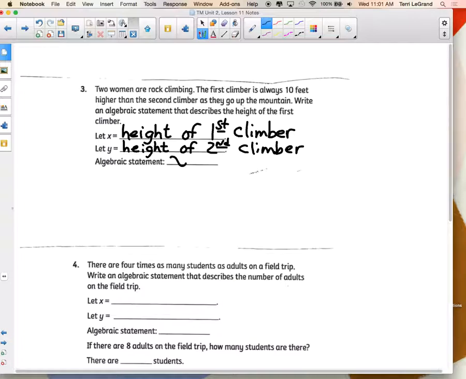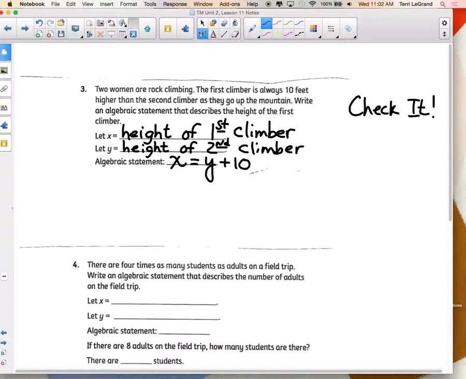Okay. X, the height of the first climber, is equal to Y, the height of the second climber, add 10 to it. Okay, how many of you want to agree with Cheyenne? I think this looks like a good one. Okay, is it because we've been adding all along and that's why we should add? No, not necessarily. So what are we going to do? Check it. We're going to make up our own situation.